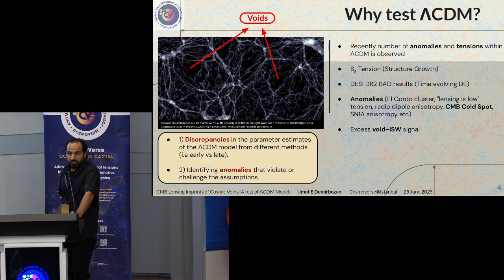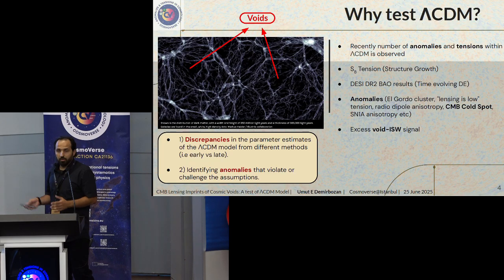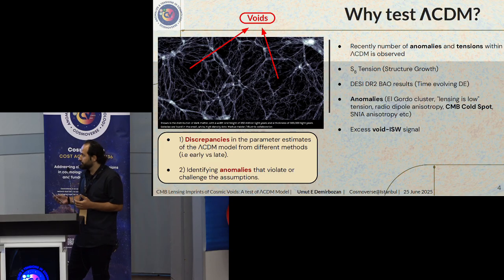So why do we test lambda CDM in this way? First of all, we know there are some anomalies. The best way to test lambda CDM is either you find discrepancies in the parameter estimates, mostly from the early or late redshift universe. The main one is the Hubble tension.